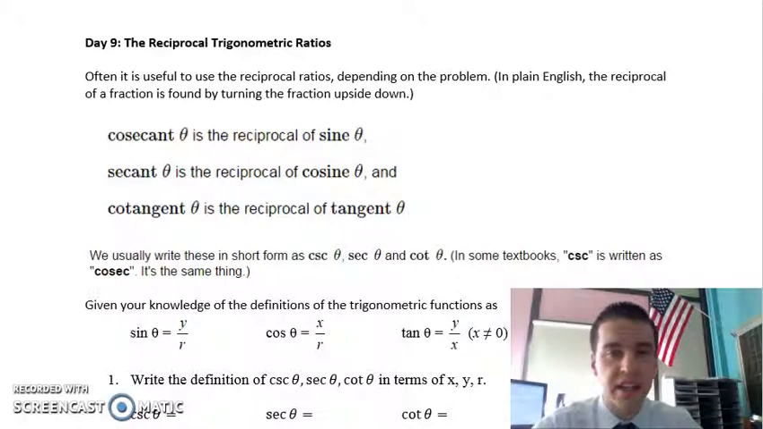Welcome to the last day of the trigonometry unit. Today we're going to talk about reciprocal trig functions.